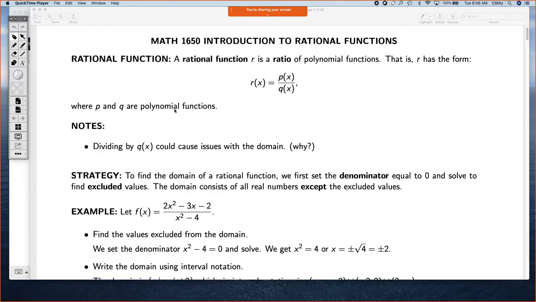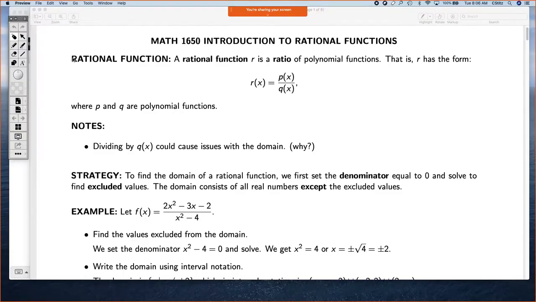Okay, so today we're going to start chapter 3. So we're still in the second unit. Chapter 2 was all about polynomials, and we learned things about end behavior in polynomials, zeros of polynomials, what their graphs look like. And so now we're going to look at a new family of functions, rational functions.